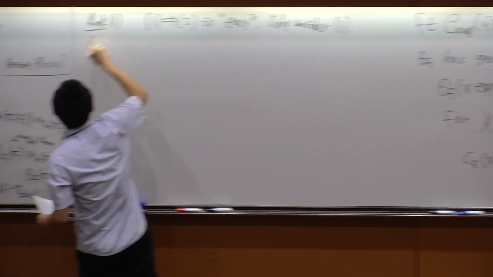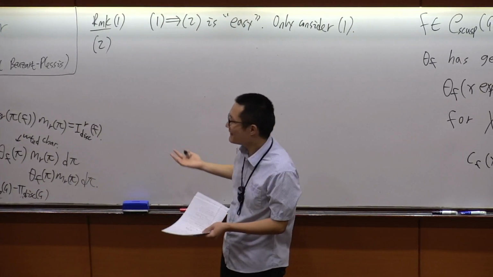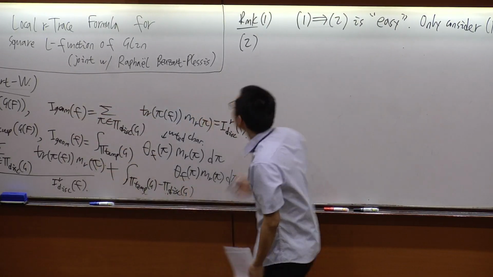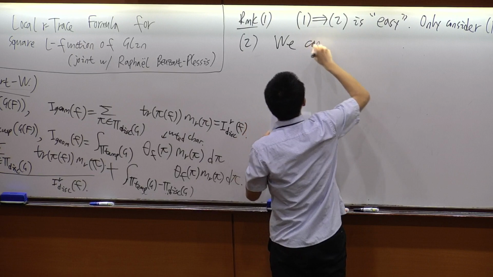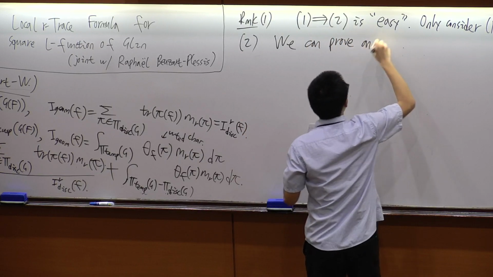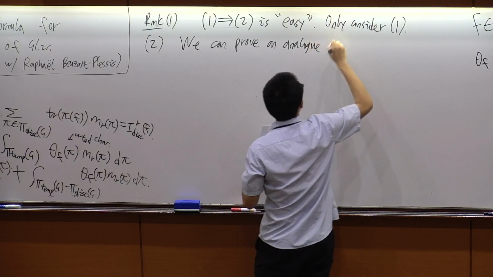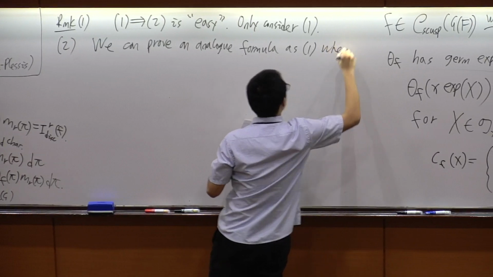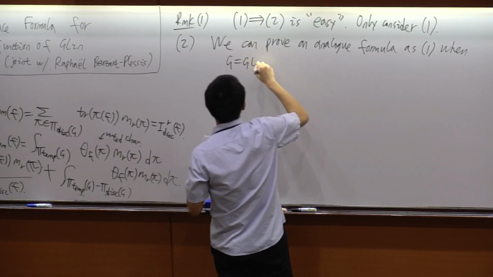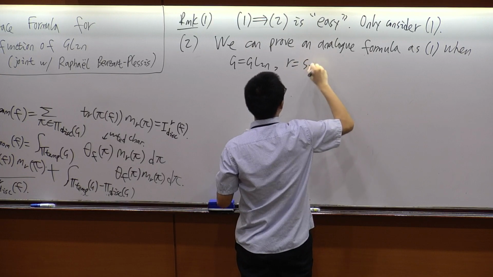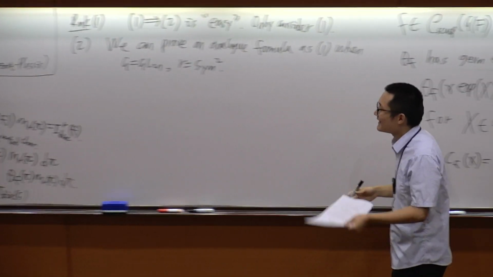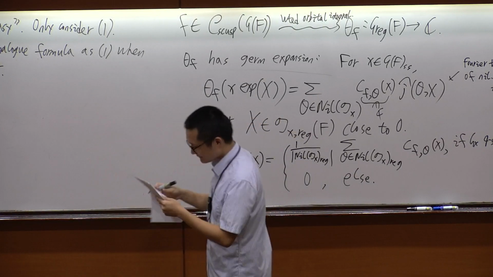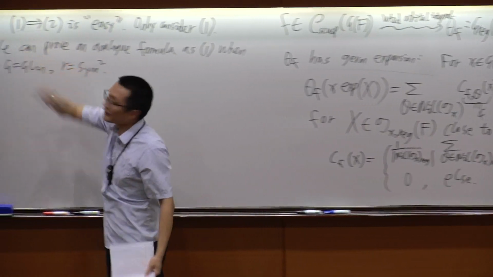Okay, and then the second remark is that we can also very easily prove an analogous formula of 1 when I is the symmetric square. So we can prove an analogous formula to 1 when G is GL N and I is the symmetric square. You just need to use the fact that if a discrete series is self-dual, it is either of symplectic type or orthogonal type. So this is not a big deal. Okay, so now we basically need to focus on how to prove 1.